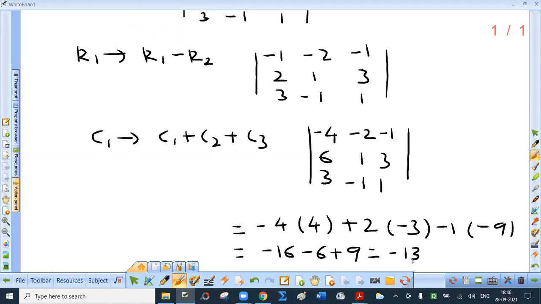I'll again repeat the property. Statement is very interesting and important. If to the elements in any row are added the same multiples of corresponding elements of any other row or rows, value of the determinant remains the same. Value remains the same. Okay.